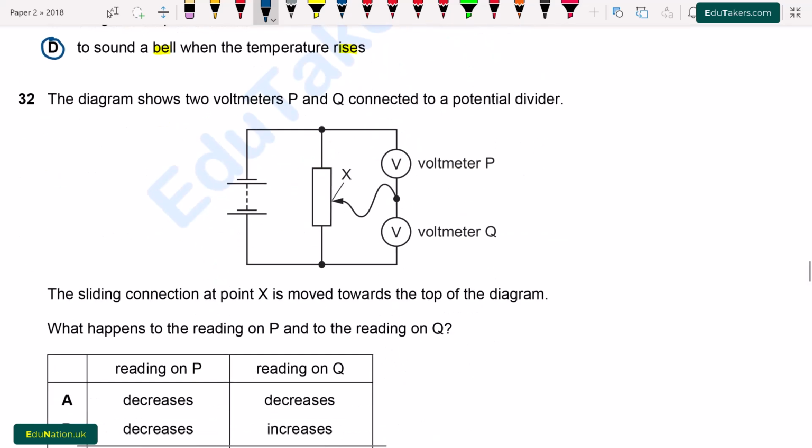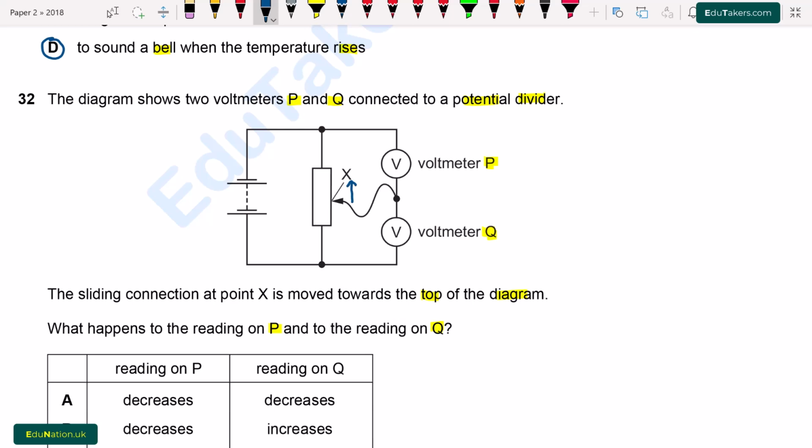Question number 32. The diagram shows two voltmeters P and Q connected to a potential divider. So there are two voltmeters P and Q. The sliding connection at a point X is moved towards the top of the diagram. What happens to the reading on the P and to the reading on the Q? So this sliding contact is moving basically in the upward direction. Then what will be the reading on the voltmeter P and on the voltmeter Q?